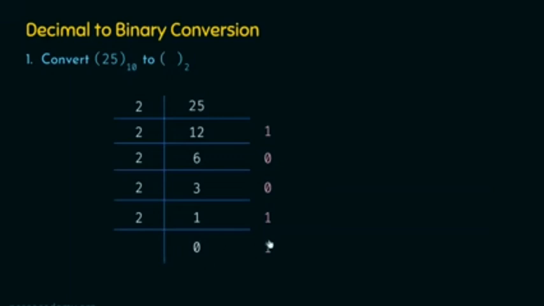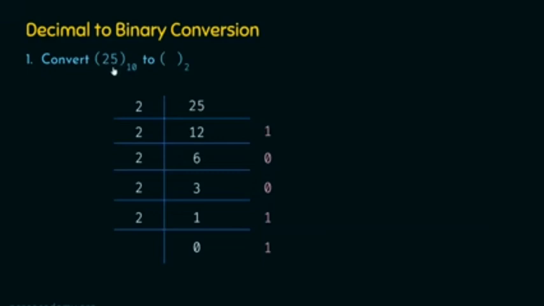Now here we got a series of numbers. These are all remainders. Now we need to read these numbers from bottom to top. Here we are getting 11001. This number 11001 is the binary equivalent of this decimal number 25.